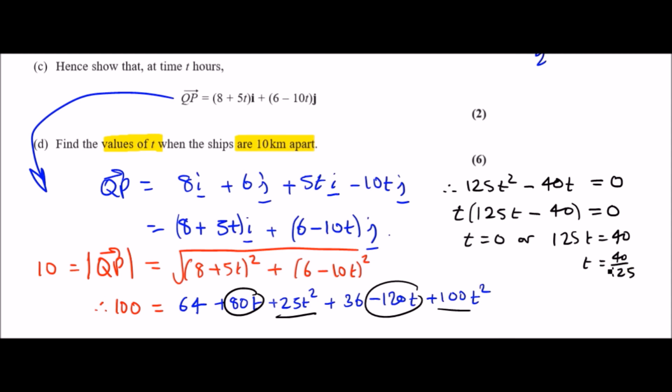And that is equivalent to, probably as a decimal, 0.32. So t is 0.32. And to convert that to minutes, just times it by 60, so this makes more sense. So this is basically 19.2 minutes. So basically when the ships are 10 kilometers apart, this happens at time 0 and time 0.32 hours.